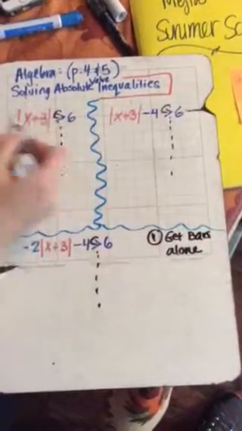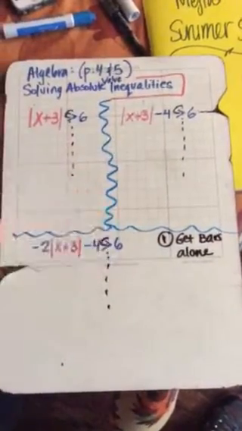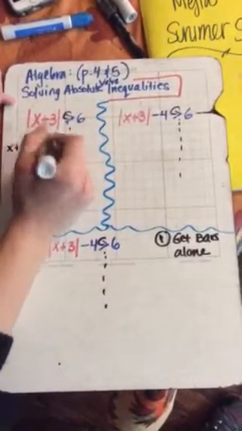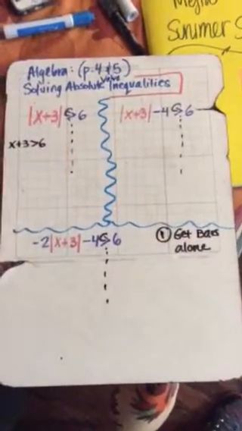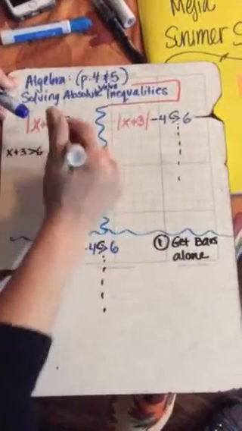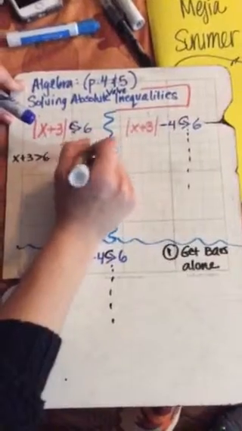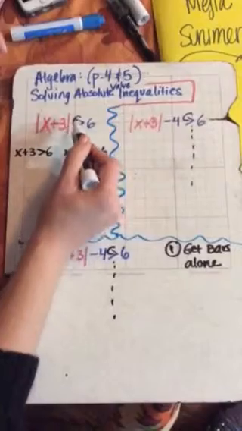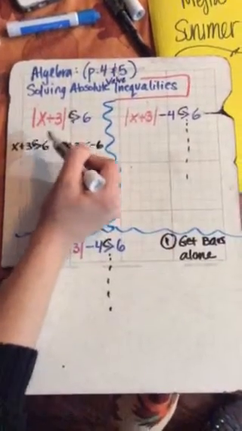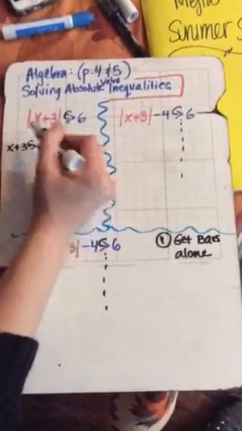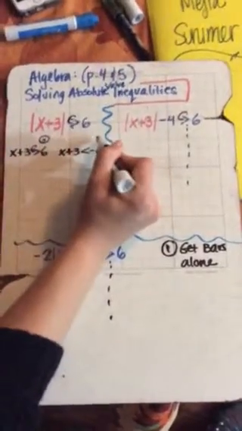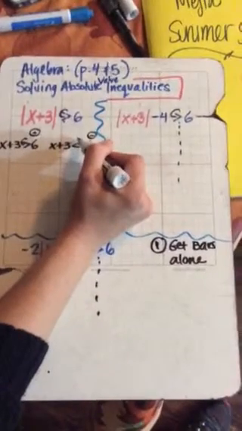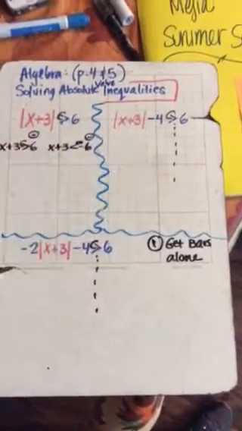All right, so right here, the bars are alone. So I'm ready to make my two cases. So it's x plus 3 is greater than 6. Case 1 is your positive case. And then case 2 is x plus 3 is less than -6. So case 1, leave the symbol the same. It's still greater than, and it's your positive case. Case 2, it's your negative case, but you're also switching the symbol. So that's the less than symbol. If I spelled out the word less, that's the less than symbol.